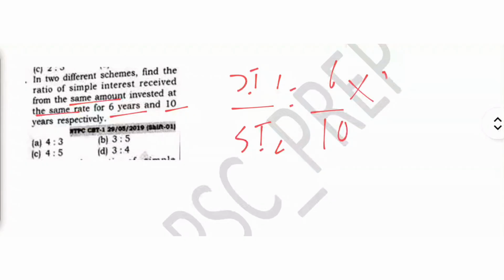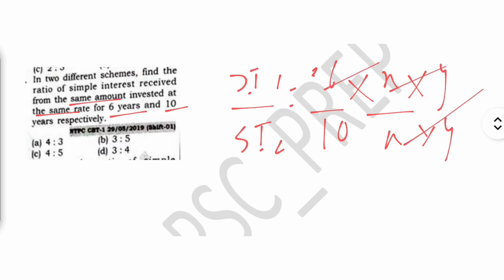For two different schemes, find the ratio of the simple interest received from the same amount invested at the same rate. See, we have the same amount and the same rate for 6 years and 10 years. So which quantities are important for us? It is the years only, because the same amount and the same rate will be cancelled when we take the ratio. So simple interest 1 upon simple interest 2 is nothing but 6 upon 10. Because if we take something x over here and x over here, and y rate over here and y rate over here, it will be cancelled, right? That's why we do not take it. 2 3s are 6, 2 5s are 10. So the ratio is 3:5.